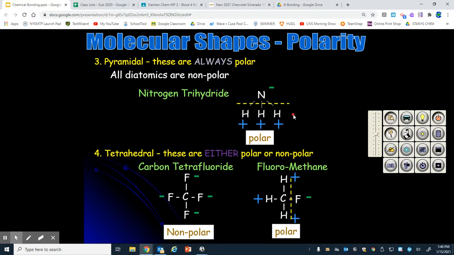I will tell you, polarity is one of the more challenging things we're going to deal with all year. You have to put your brain to work thinking about it, not just writing stuff down. I'm going to give you some practice drawing some molecules tonight and see if you can do it.